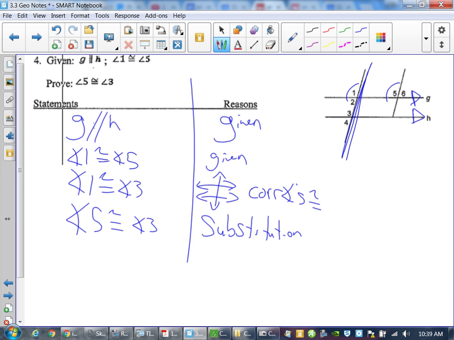Because you're given 1 and 5, lines are parallel, so it gives you 1 and 3 because corresponding angles are congruent. And it's just a substitution step saying that they're congruent to each other. That's all it was. 4 steps. 5 if you went crazy.